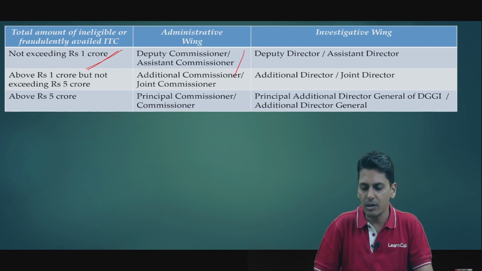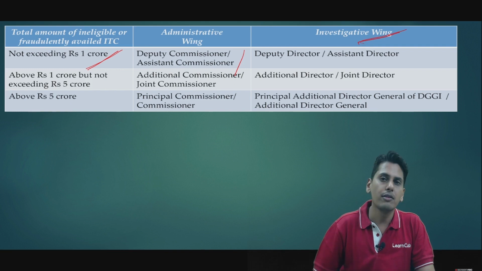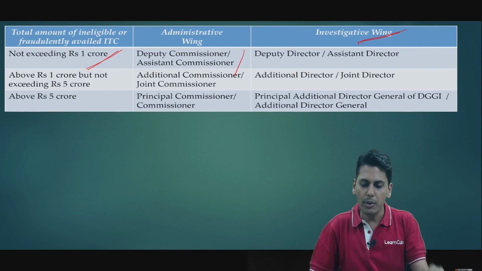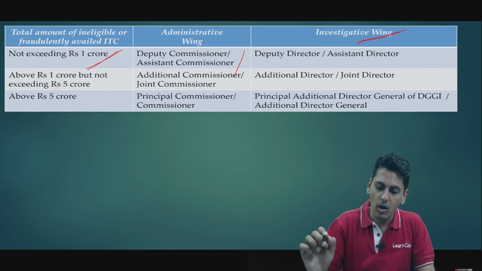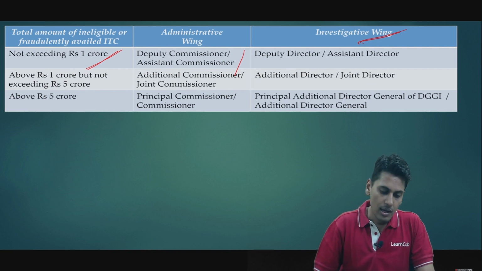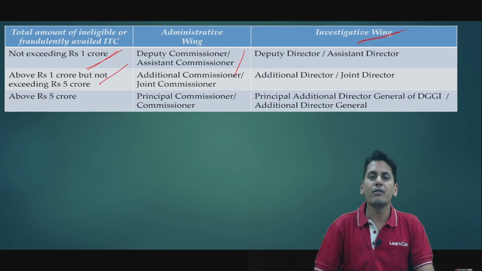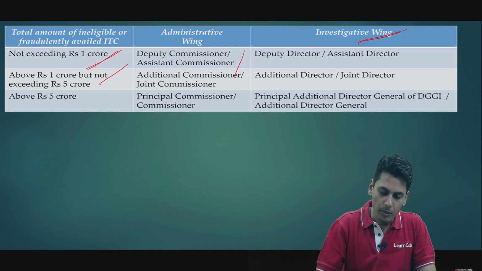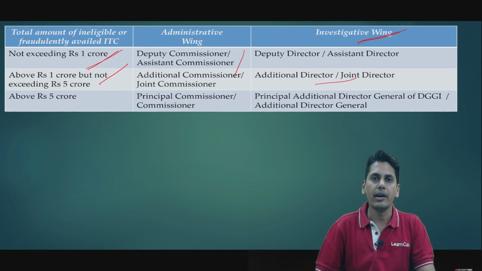This is in the administrative wing. In case of investigative wing, the rank remains the same, only the nomenclature changes. It is the deputy director or the assistant director. If it is above 1 crore but not exceeding rupees 5 crore, it is going to be additional commissioner or joint commissioner. Investigative wing, additional director or joint director.